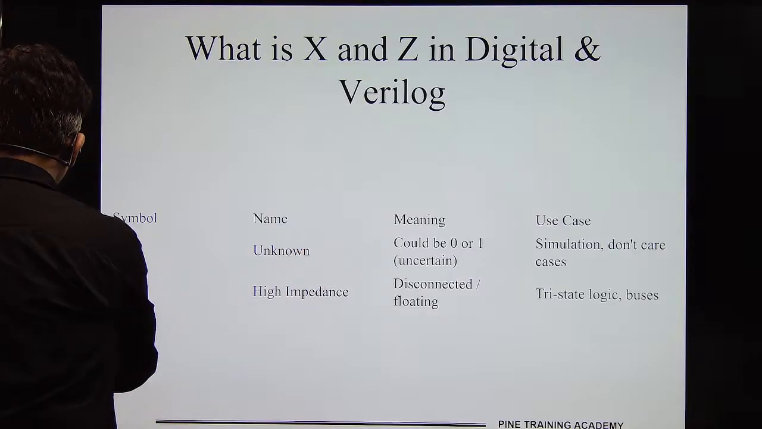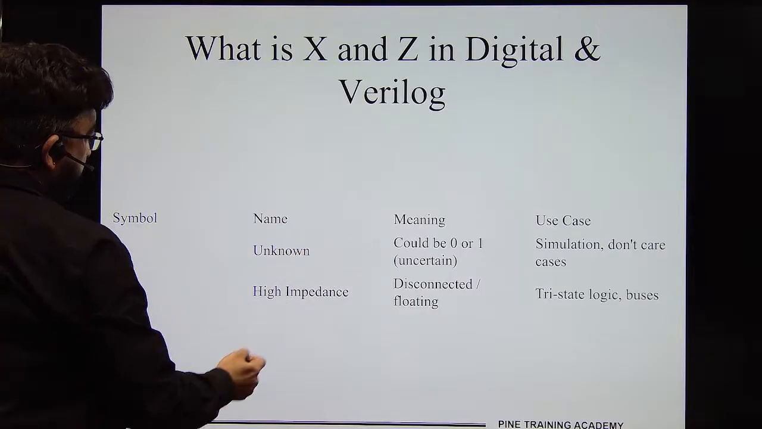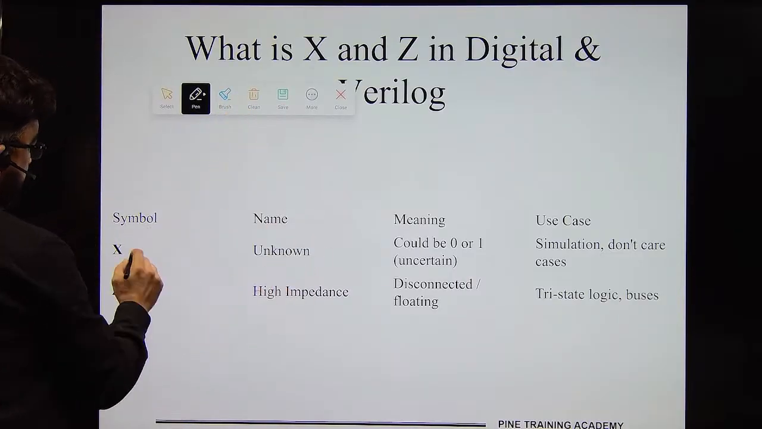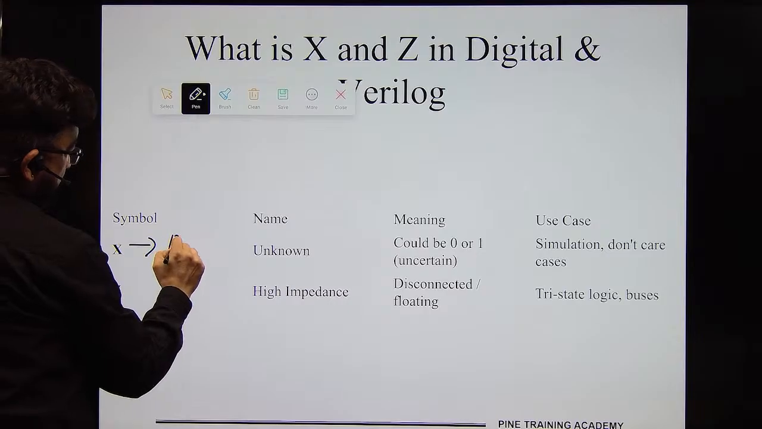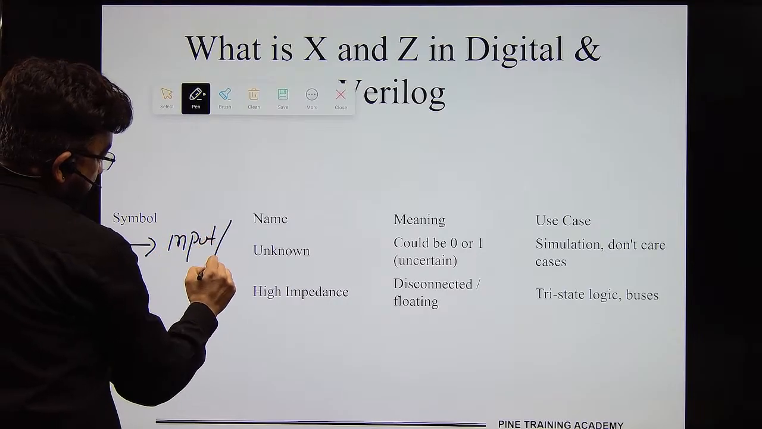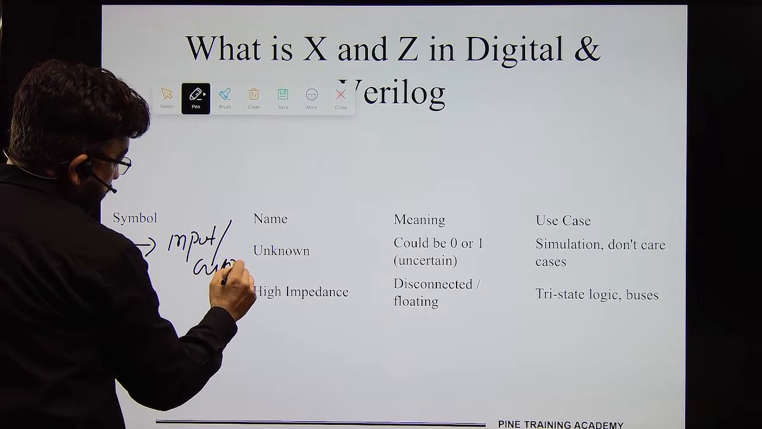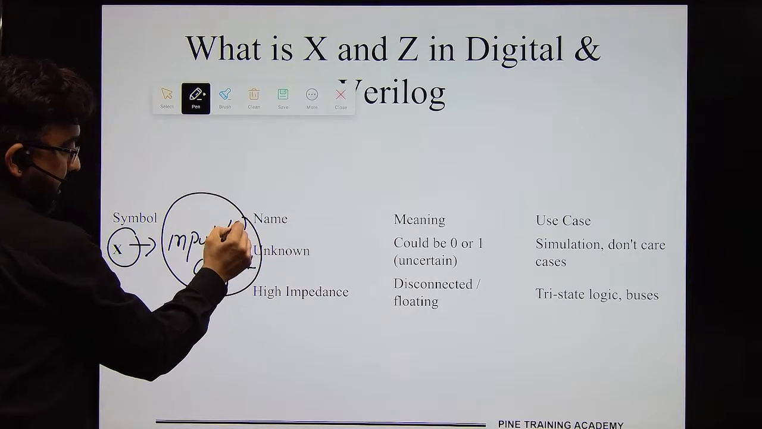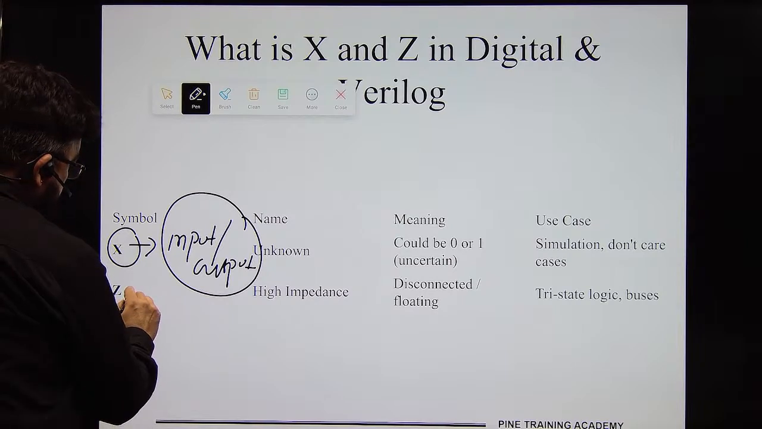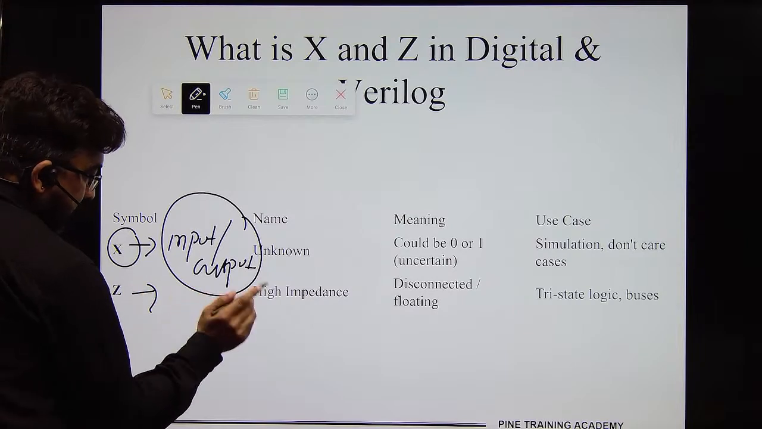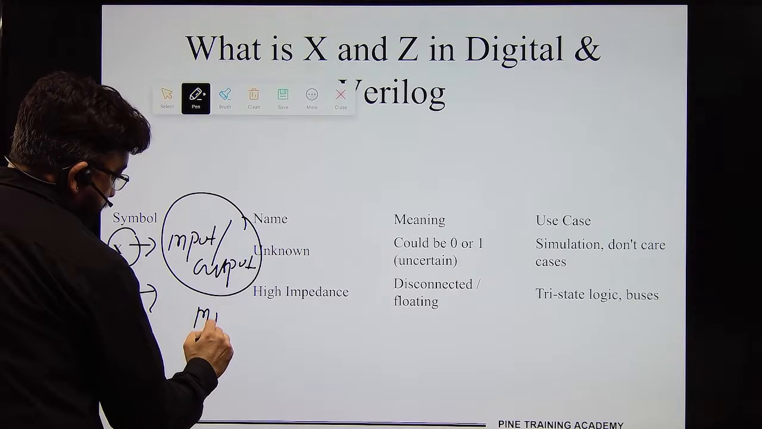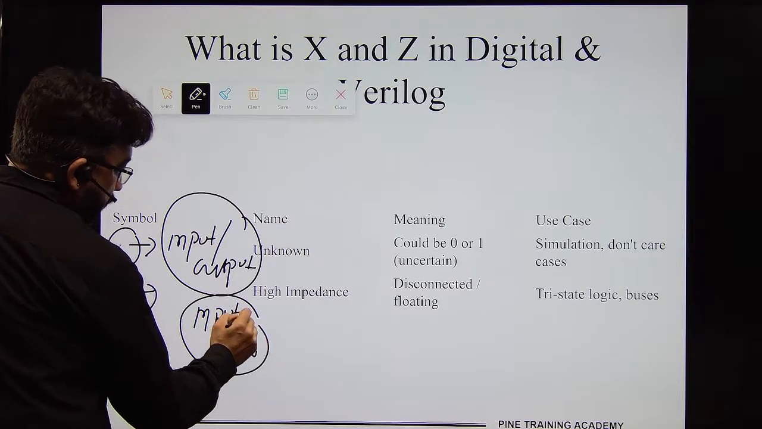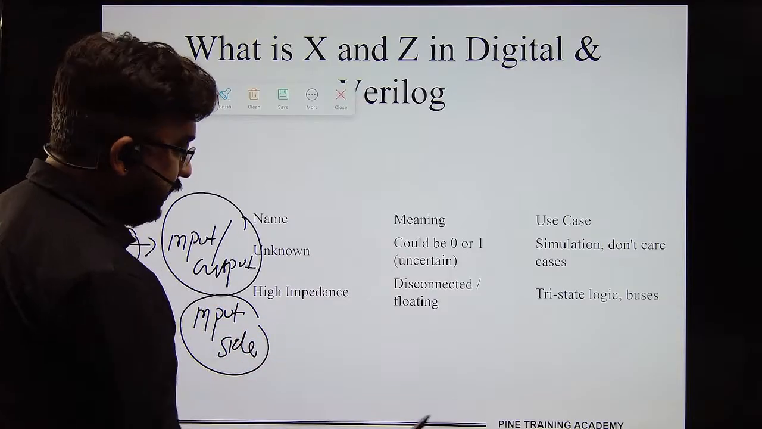Just for example, this X can come as input. We can give it as output also. So this X you can see at the input side also, at the output side also, and this Z you can see only at the input side. Only at the input side. In some cases maybe otherwise, and we will see that at that time.